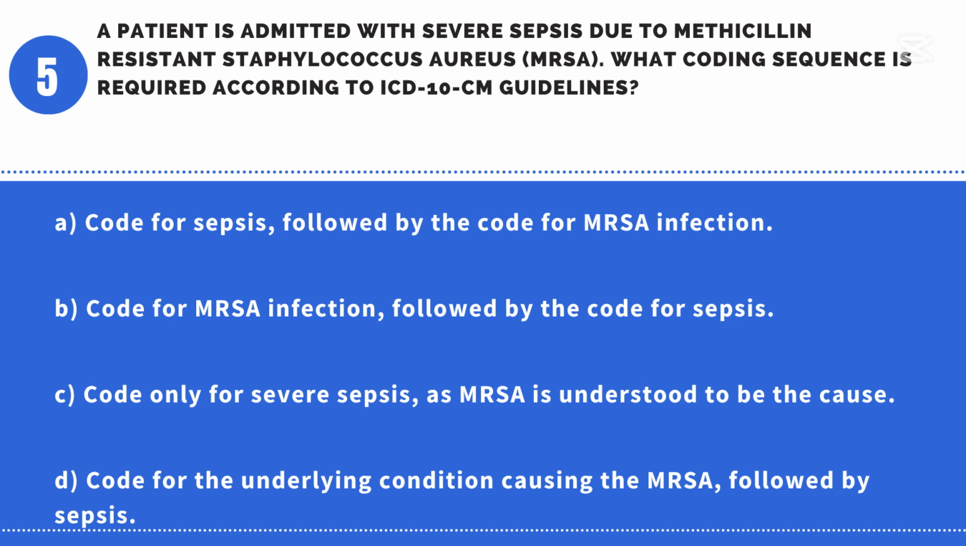Question 5. A patient is admitted with severe sepsis due to methicillin-resistant Staphylococcus aureus, MRSA. What coding sequence is required according to ICD-10-CM guidelines? A. Code for sepsis, followed by the code for MRSA infection. B. Code for MRSA infection, followed by the code for sepsis. C. Code only for severe sepsis, as MRSA is understood to be the cause. D. Code for the underlying condition causing the MRSA, followed by sepsis.